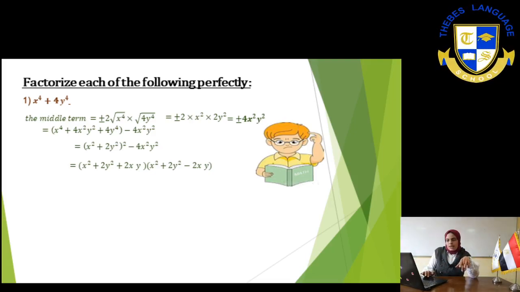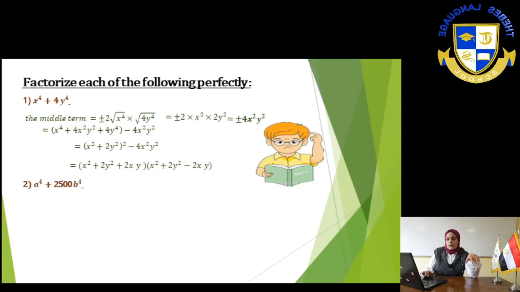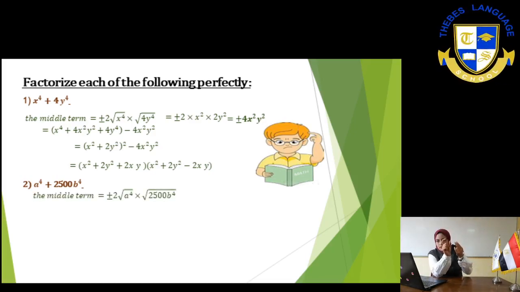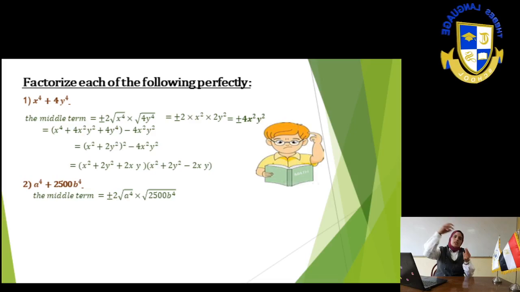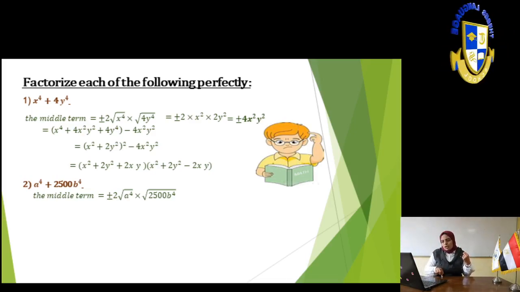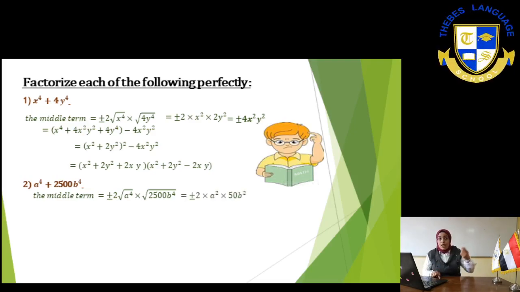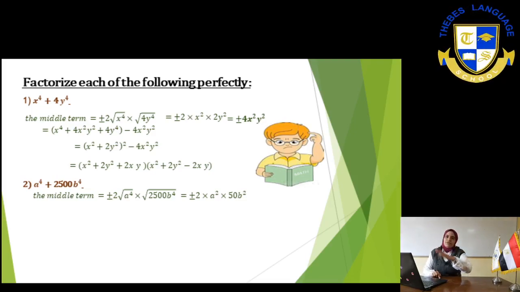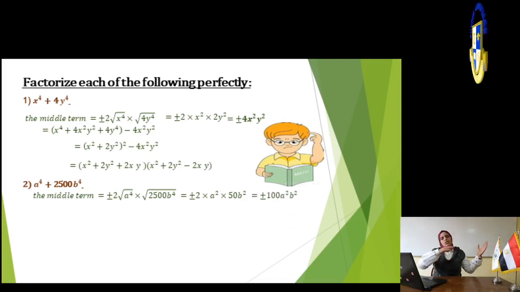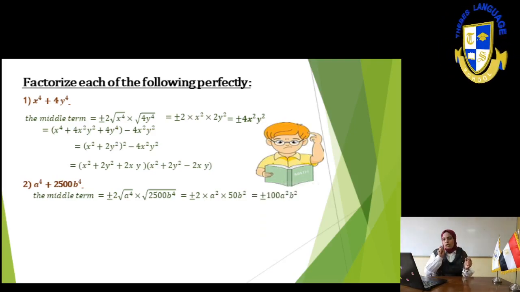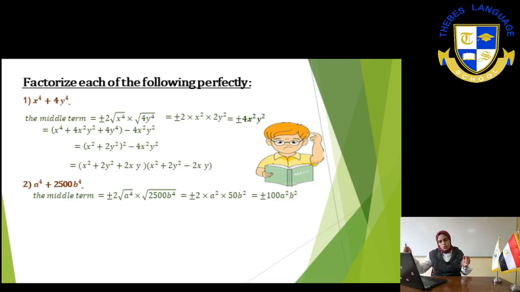The next example here, number 2, a power 4 plus 2500 b power 4. We have here two terms. We haven't negative in the middle, so we will add the middle term, then subtract the middle term again. The middle term here is 100 a power 2 b power 2. Ask yourself, how can we get the middle term? By taking the square root of the first term and taking the square root of the second term, multiplying by 2. So the middle term, it will be 100 a power 2 b power 2.